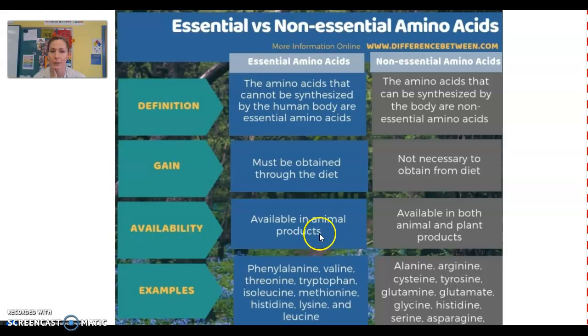They're available in animal products. So like I said, you have a really hard time getting your essential amino acids in the amount you need. If you are a vegetarian or vegan, you have to be very conscious of this. And these are the examples of the essential amino acids here. And then non-essential ones are those that your body can actually synthesize and make in order to produce more proteins. And there's quite a few examples of those there.